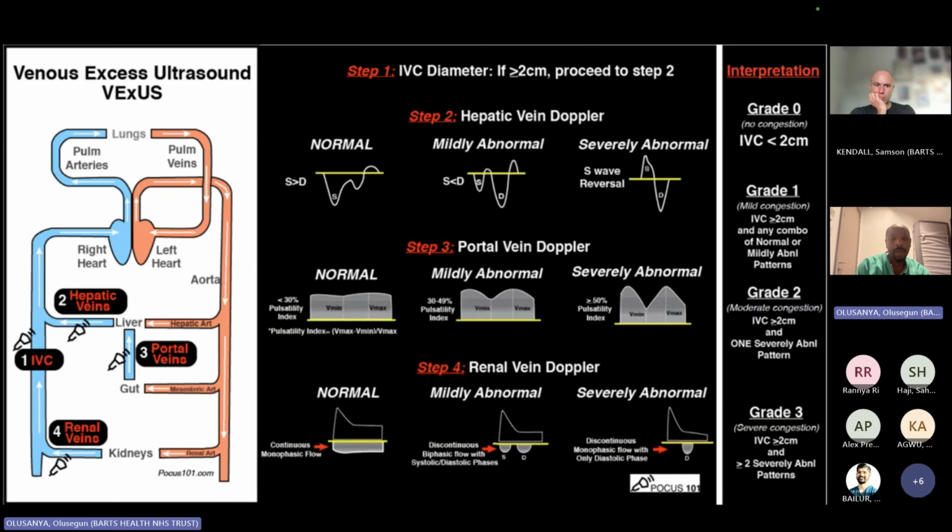And this is just a little reminder. If you ever forget how to do the VExUS score, this infographic comes from POCUS 101, so you can download it for free. And that brings me to the end of this presentation, and I'm happy to take questions.